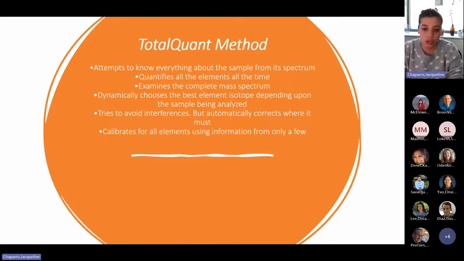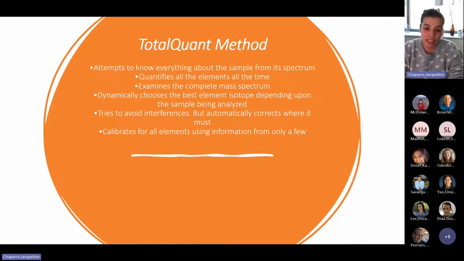It is able to use a heuristic algorithm to dynamically choose the best element isotope, depending on the sample being analyzed. It tries to avoid interferences and automatically corrects for this, and it calibrates for all elements using information from only a few. And so what this means is, this is typically a method that I use when I have a sample that I want to measure and quantify.